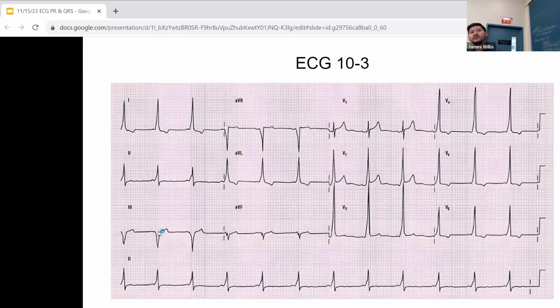What about here? What's going on here? Are these Q waves? Maybe? No? Is this MI? Esteban says no. What do you guys think this is? This is WPW pattern.